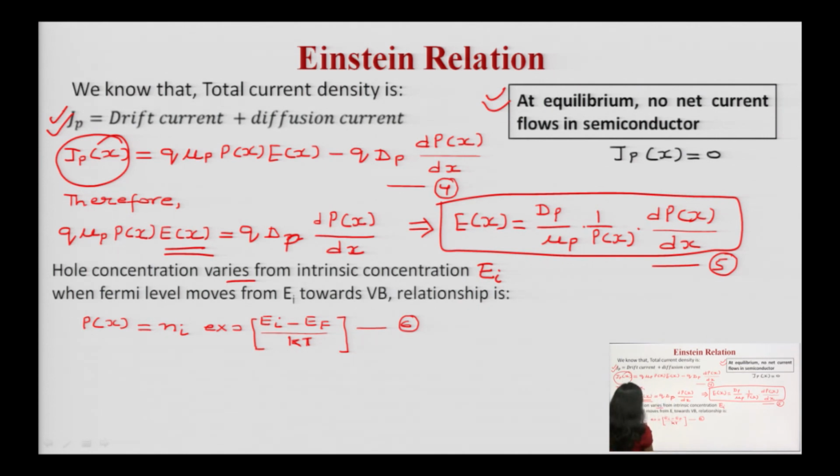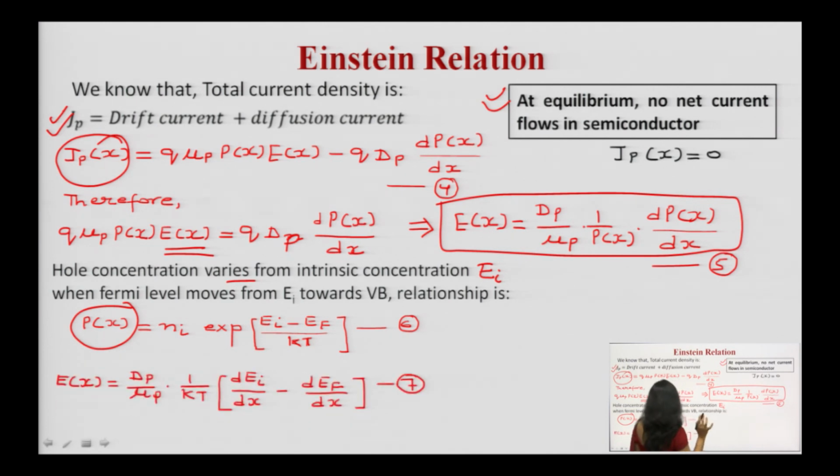So Px can be written as what? Ni, which is the intrinsic carrier concentration, exponential EI minus EF upon kT. K is the Boltzmann constant and T is the temperature over here. This is equation number 6. Now what you have to do? In equation number 5, you have to substitute this value of Px, because dp you know, mu p you know, the only thing is Px, which is in general. So now we have to simplify it. Let us substitute the value of Px from equation number 6 into equation number 5, Px over here and d by dx of Px over here, and you have to simplify it.